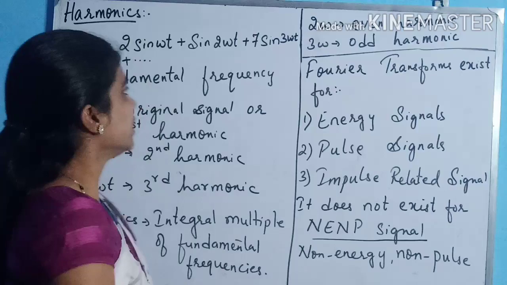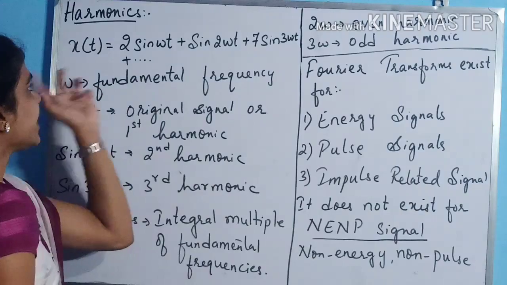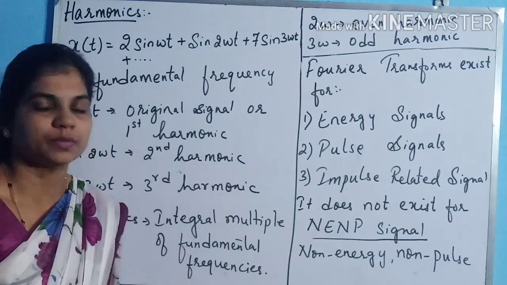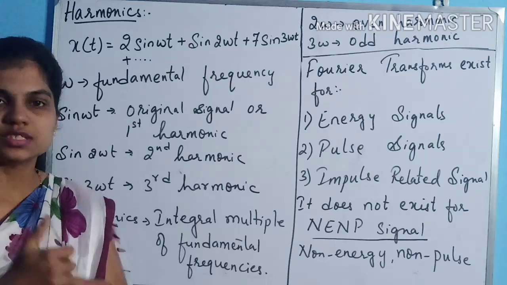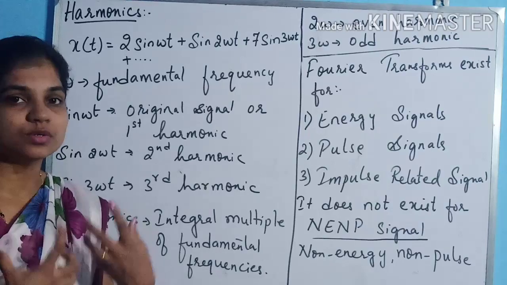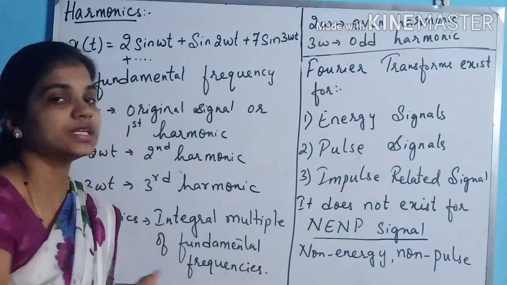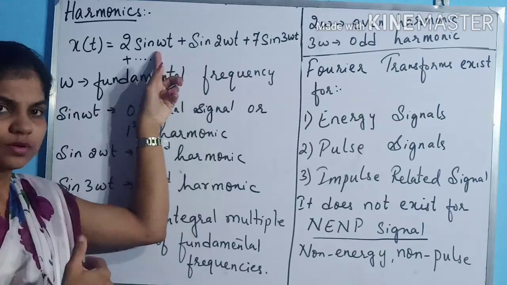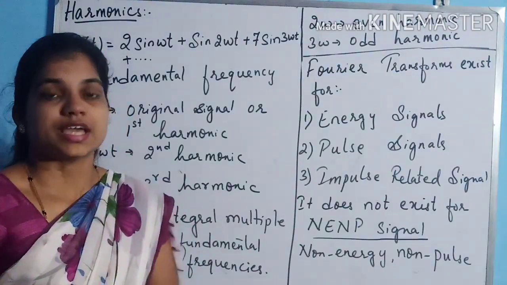Harmonics I can define with an equation here. I'm just taking some random equation. x of t is equal to 2 sine omega t plus sine 2 omega t plus 7 sine 3 omega t plus and so on. So these coefficients 7, 2 and 1, I'm taking just for the name's sake. But what we are going to focus on is omega t, 2 omega t, 3 omega t, and so on. So here we have 1 omega t, 2 omega t, 3 omega t, and next will be 4, 5, etc.